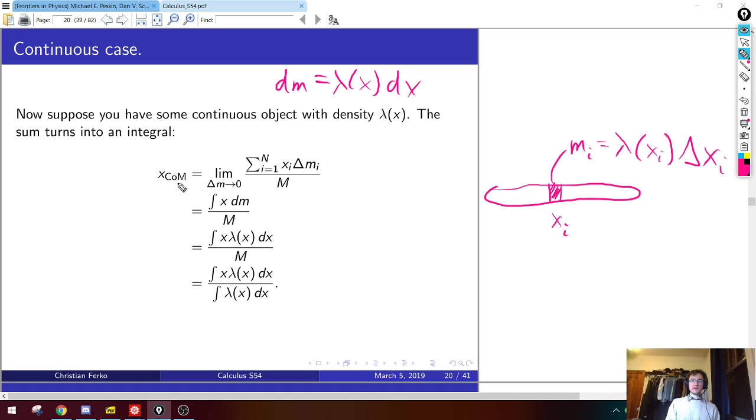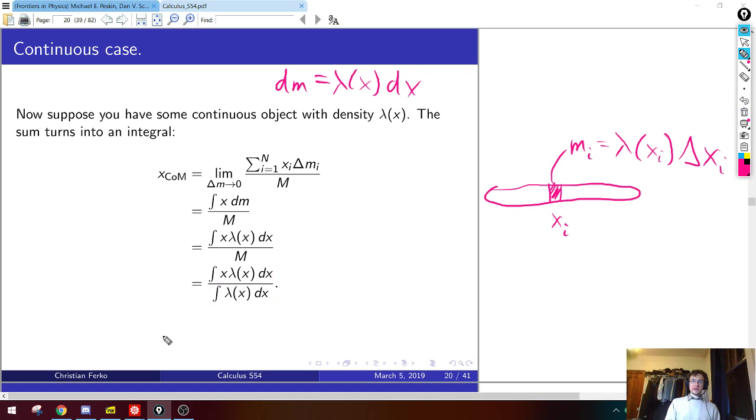So the center of mass is another integral. It's the integral of x times the density. Now it's not just the density itself, but the position times the density, integrated over x. And you again divide by the total mass m. Just to remind us how you find the total mass m, the total mass is the integral of the density. So this looks kind of funny: the numerator is the integral of x times density, the denominator is just the integral of density. That's the center of mass position.